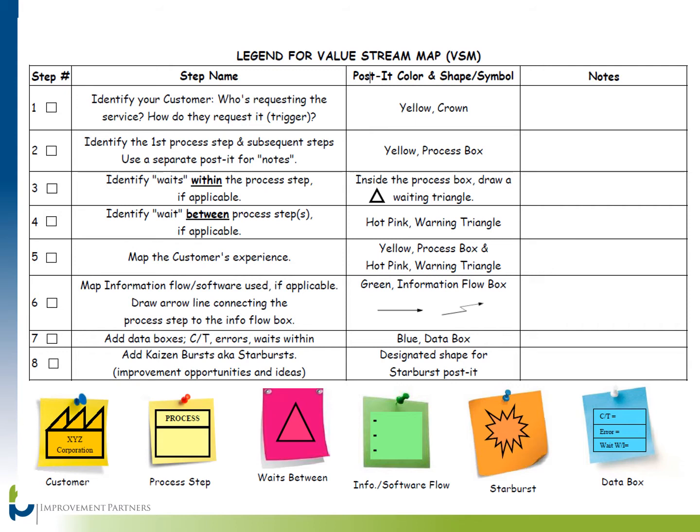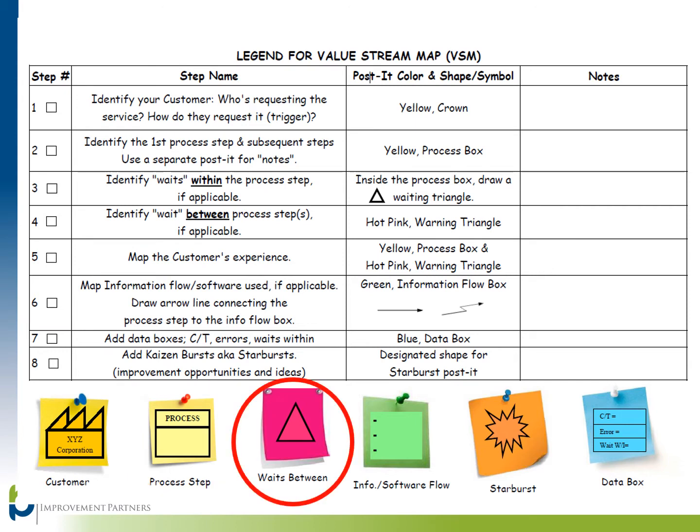Let's review the icons at the bottom of the legend, going left to right. The customer symbol is the crown. The customer is identified within the icon, such as patient. The process box, or block, is where a high-level process step is written, such as registration. Detailed steps for registration would be included in a notes block, which is not shown in the legend, but is in our example that follows.